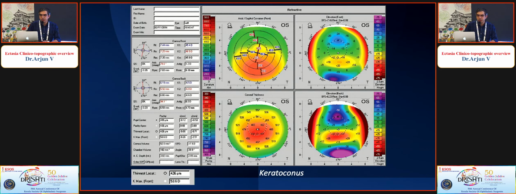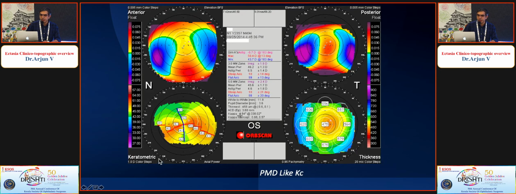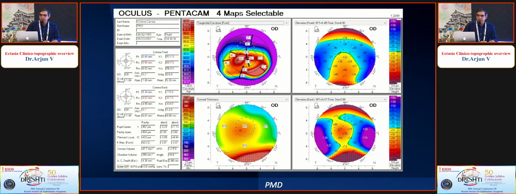Just an overview, this is a typical keratoconus map with the steepening within the keratometry map, elevation in corresponding areas, and the thinning. In this map, if you see it cursorily, it will look like a crab claw or a butterfly effect. But if you look, there is no inferior elevation. The steepened or thinned area is in the center. This is a PMD-like picture in KC. And this is the typical against-the-rule astigmatism with the inferior thinning and elevation in case of a PMD.